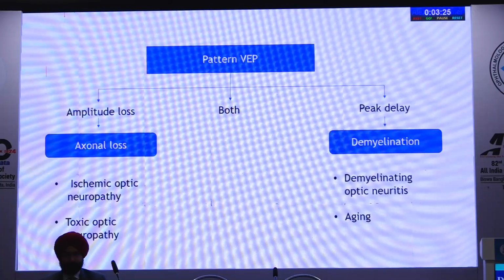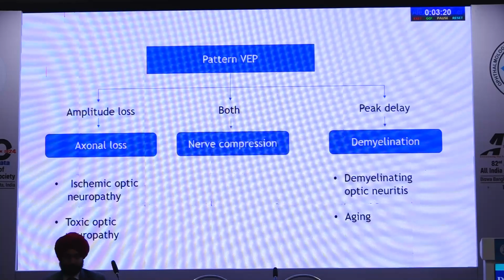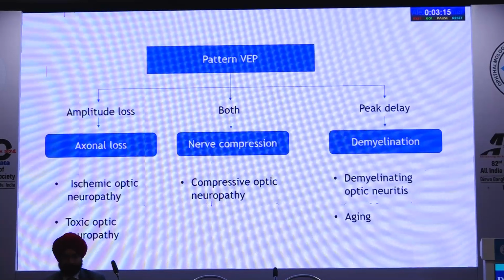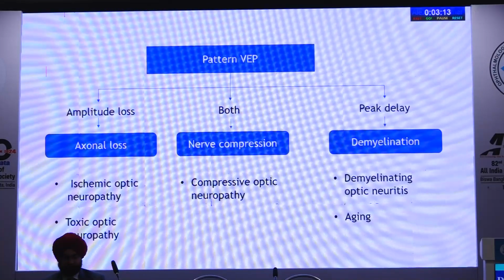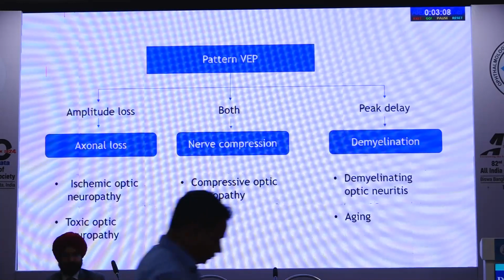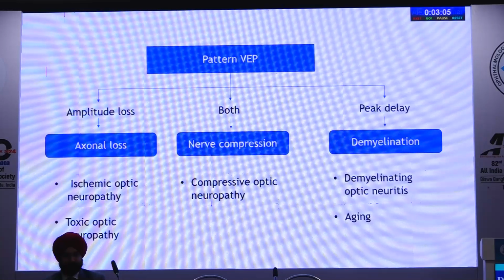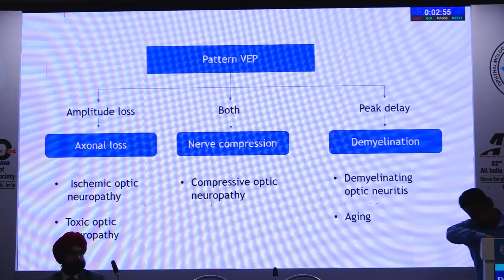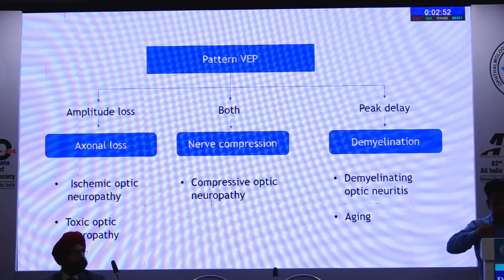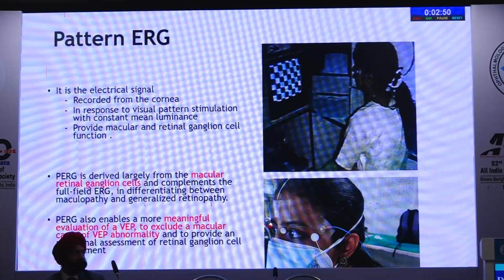Sometimes both the amplitude and the implicit time are affected, and this can occur in nerve compression such as compressive optic neuropathy, like tumors. What tumors do is destroy the nerves as well as delay the conduction. So in the initial phases of the tumor, there is just a latency delay, and if we can catch that and operate on the tumor, for example a pituitary tumor, we have seen cases where it recovers completely to 6/6 without any residual visual field loss. However, if the tumor is prolonged, it can lead to axonal loss and an amplitude problem also.